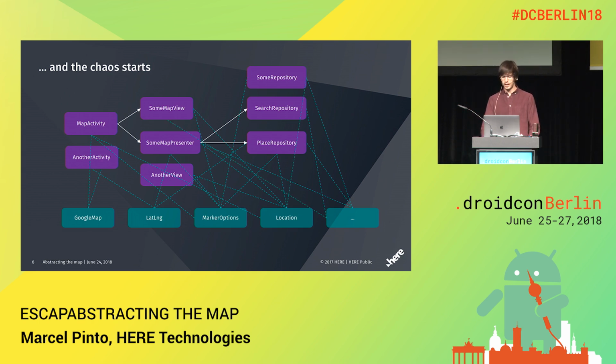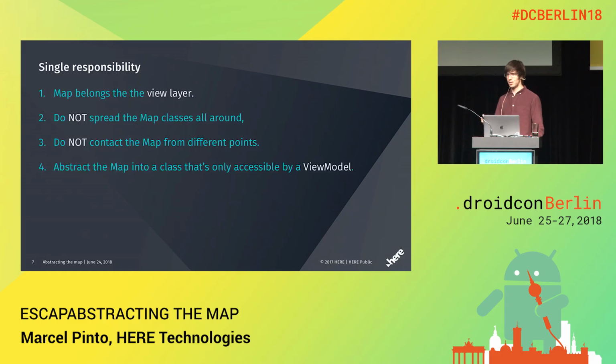So let's take a look at the first principle. Single responsibility, what does that mean? It means that a component should not do more things than it's supposed to. To start with, maps are rendering something on the view. So do not put maps in a different layer. Maps belong to the view layer.